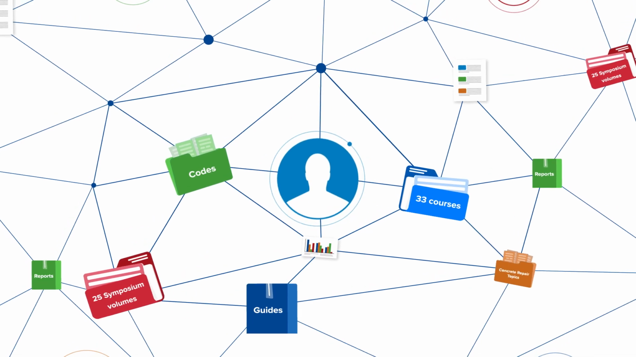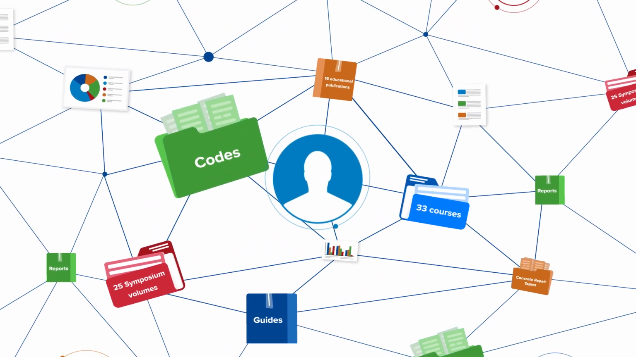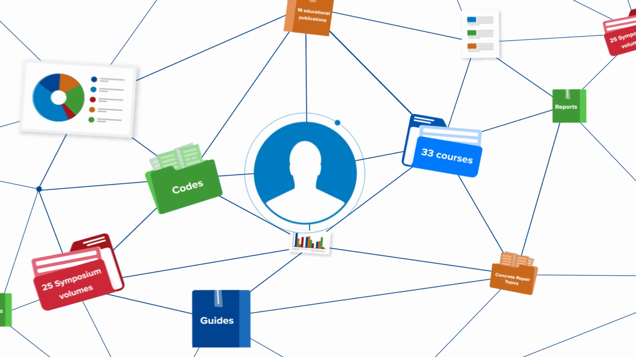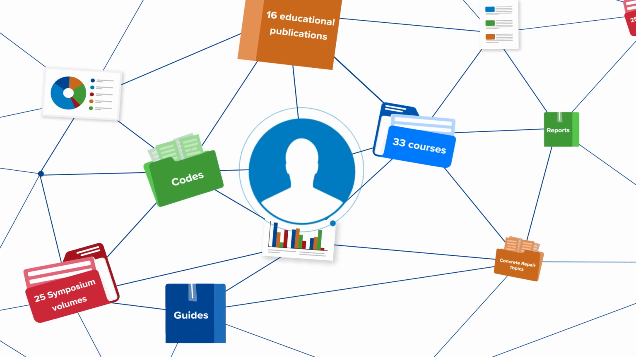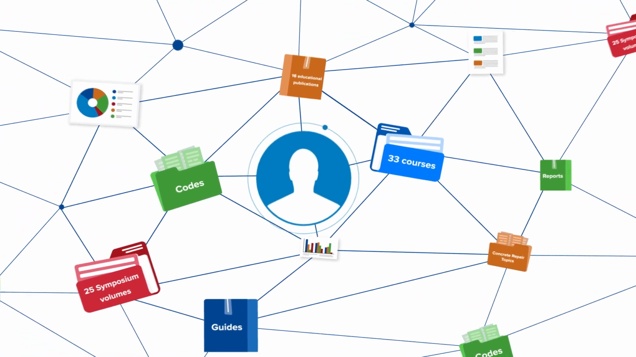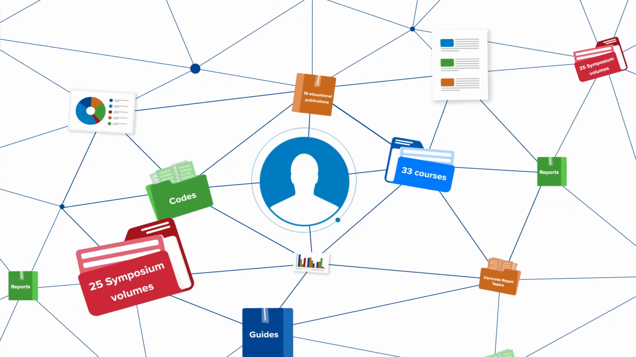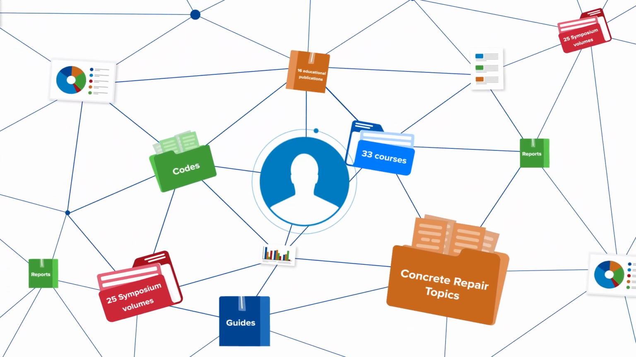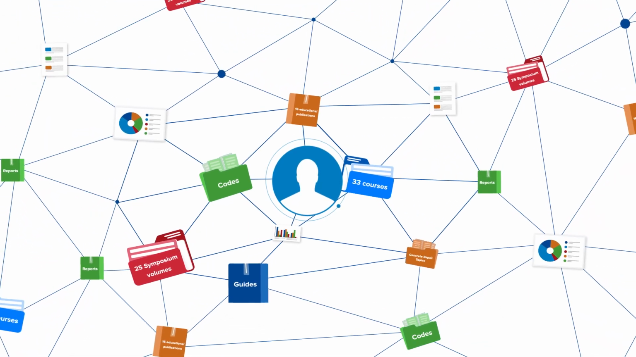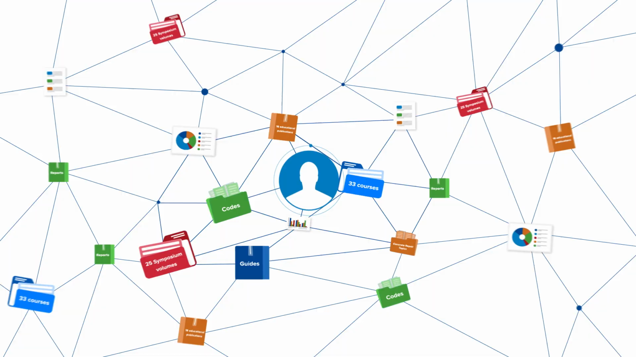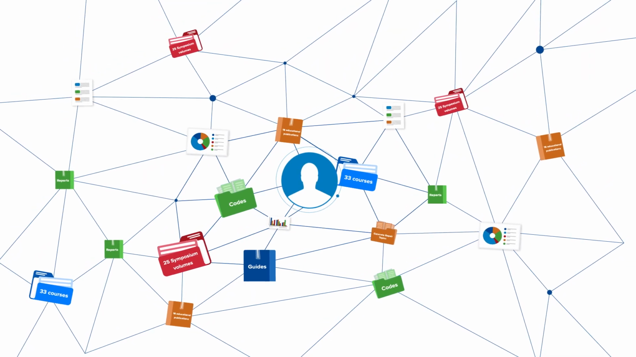Additionally, 562 Plus subscribers have access to over 65 codes, specifications, guides, and reports, in excess of 16 educational publications and documents, more than 33 on-demand courses through ACI University, and over 25 symposium volumes containing 500 total papers on a diverse range of concrete repair topics, all in one place and only a click away. That's not all though, because a commitment has been made to ensure any new concrete repair content developed by the Institute will be made available to subscribers.